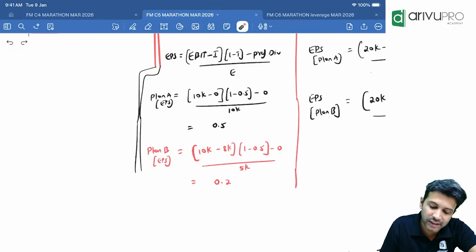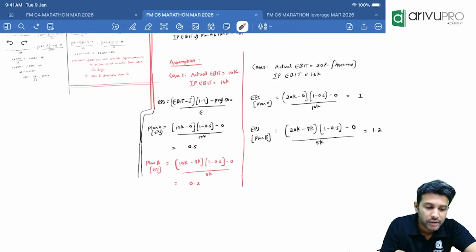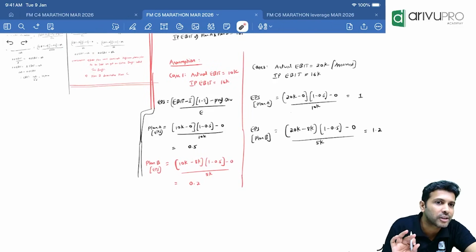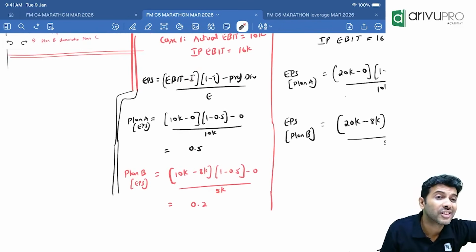Into 1 minus tax rate. Minus preference dividend, not there. Number of equity shares is 5,000. Yes, no? Correct, no? Following, no? Or am I speaking to myself? No. How much did you get? 0.2. What is this? EPS.